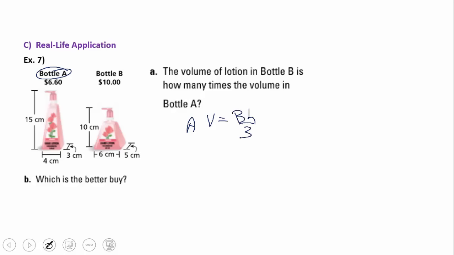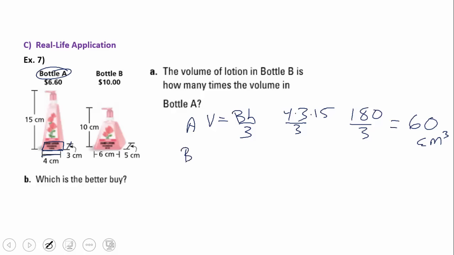And we're going to see that the bottom is a rectangle, 4 by 3. And so we're going to go 4 by 3 divided by 3. And the height is 15. And so 4 times 3 is 12. 12 times 15 is going to give me 180. And then divide that by 3. 180 divided by 3, that gives me 60, and that's centimeters cubed for the volume of bottle A.